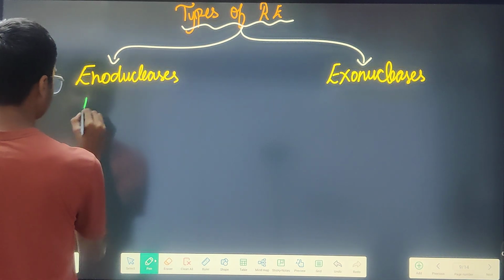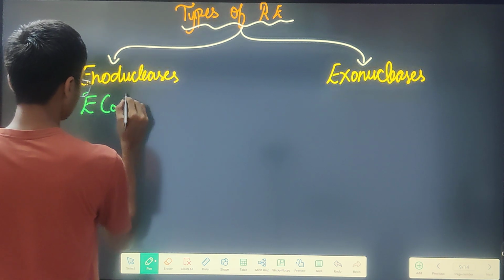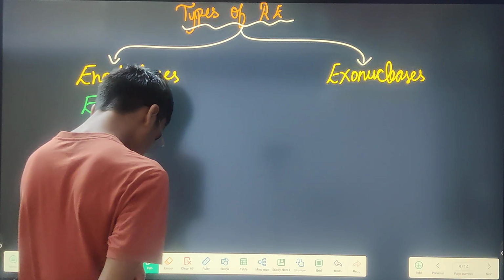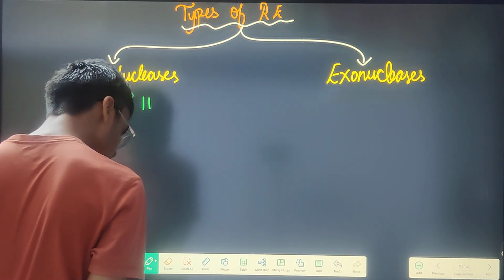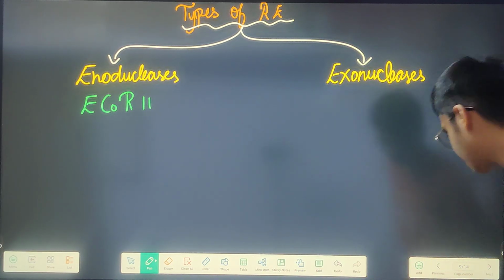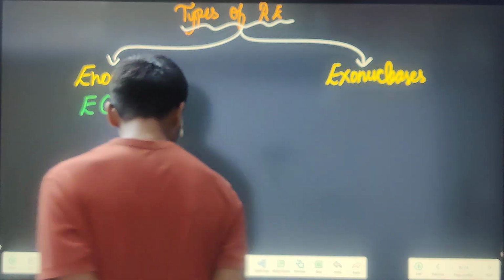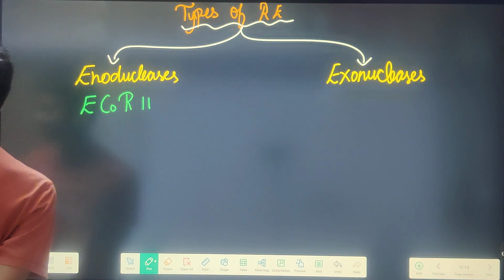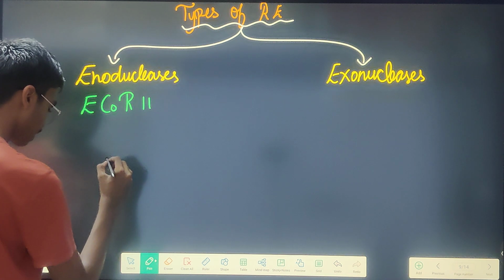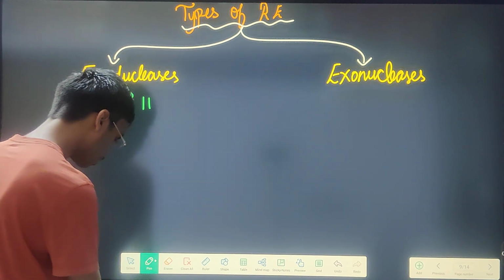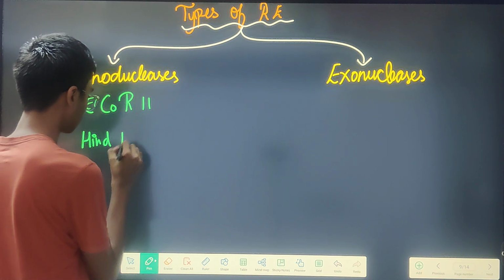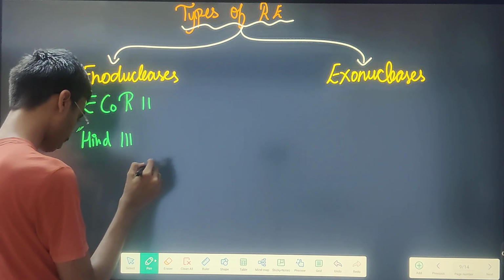Endonucleases: EcoRI. Not just one, there is also EcoRII. But EcoRI is a very famous example that you will see. Then after that we have HindII, which I will give you later. Then we have HindIII. Then we have BamHI.